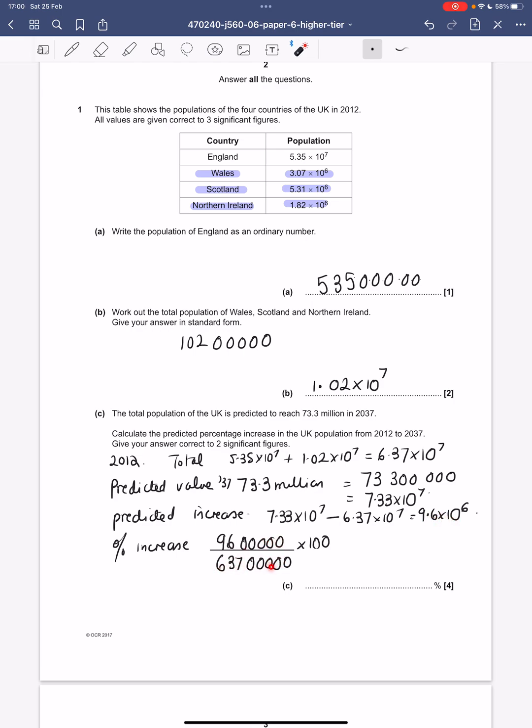That's the baseline from 2012. So it's that much divided by that much, and I've written it in whole numbers. When we're dividing, we can cancel off noughts like this, so actually it's dividing top and bottom by 100,000. 96 divided by 637 times 100, and then it's going to be 15.0706, etc. That's a percent. So it's 15% to 2 sig fig that they want there.